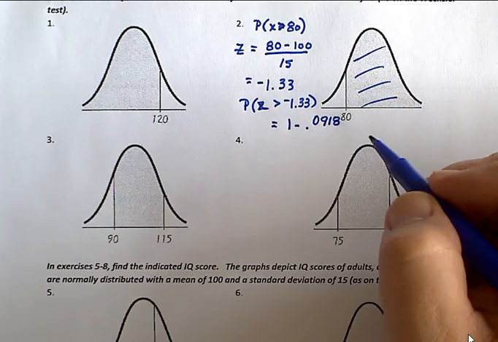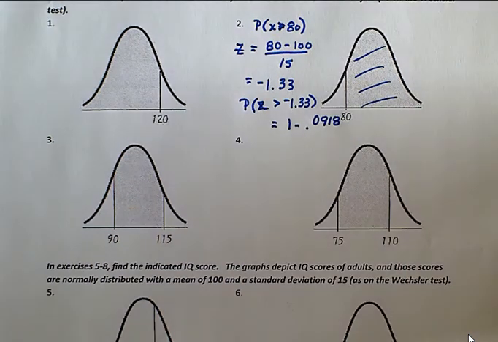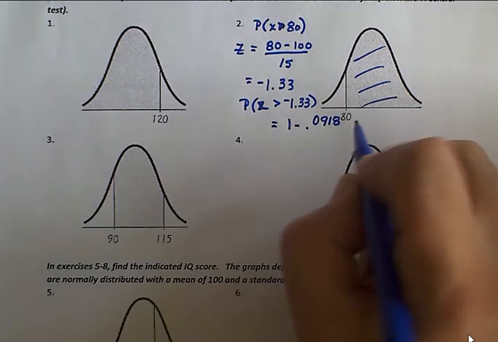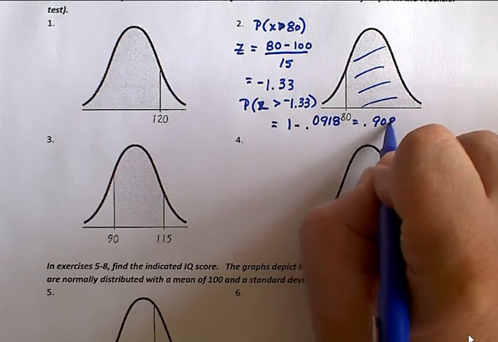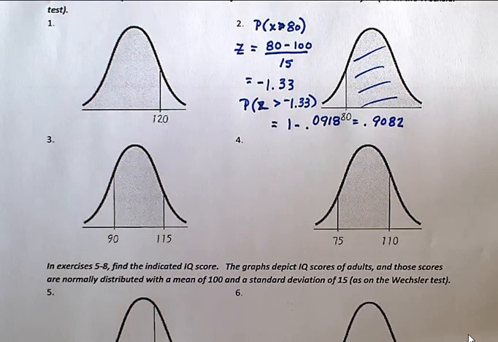Okay. So again, we're subtracting from 1. So 1 minus 0.0918, I get 0.9082. Okay.